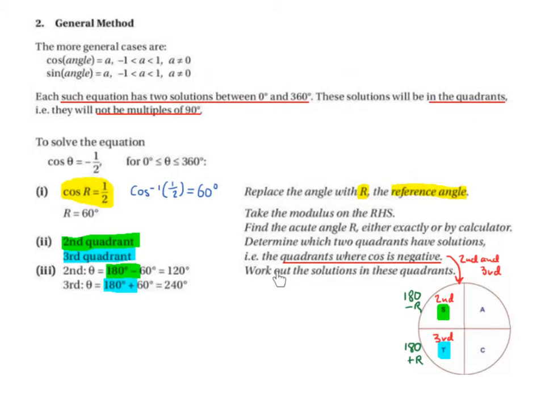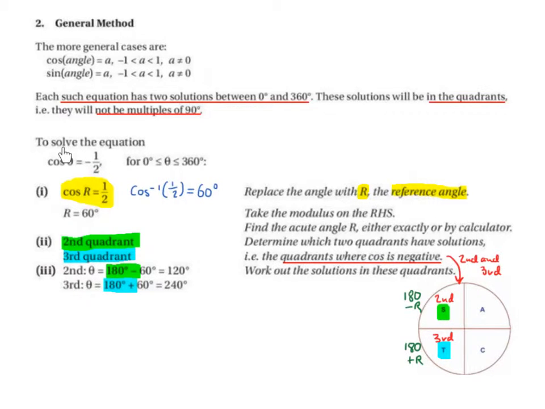Next we're going to work out the solutions in the quadrants. If you remember back to the start of the trigonometry chapter, when we are dealing with the second quadrant, it's going to be 180 degrees minus the reference angle. And when we're dealing with the third quadrant, it's 180 degrees plus the reference angle. So the second quadrant, it's going to be 180 degrees minus 60 degrees, which is our reference angle, which is 120 degrees. And in the third quadrant, it's going to be 180 degrees plus 60 degrees, which is 240 degrees.